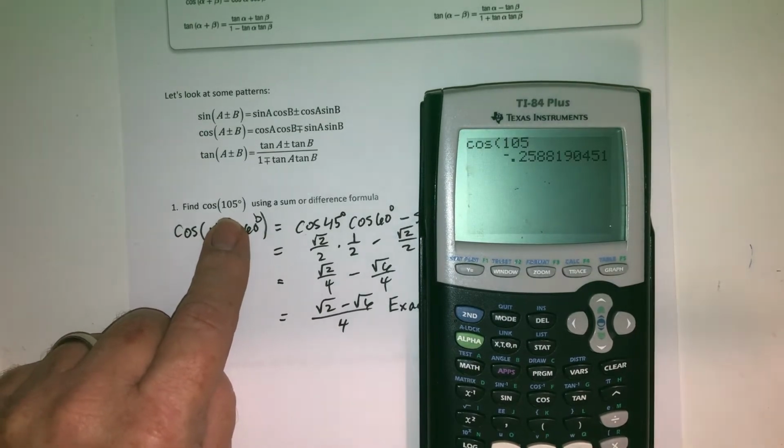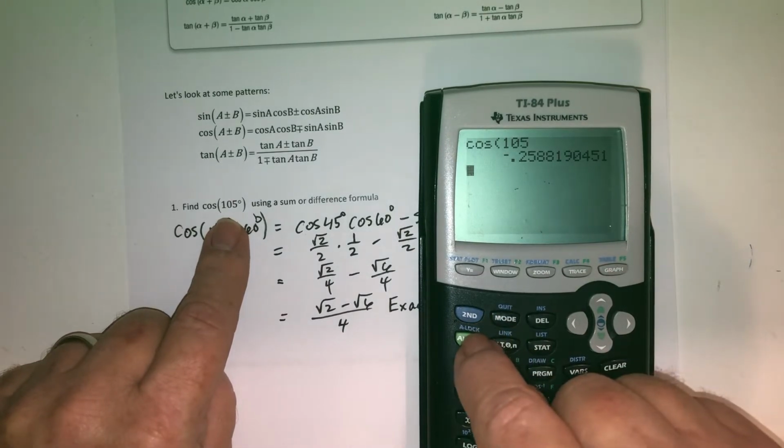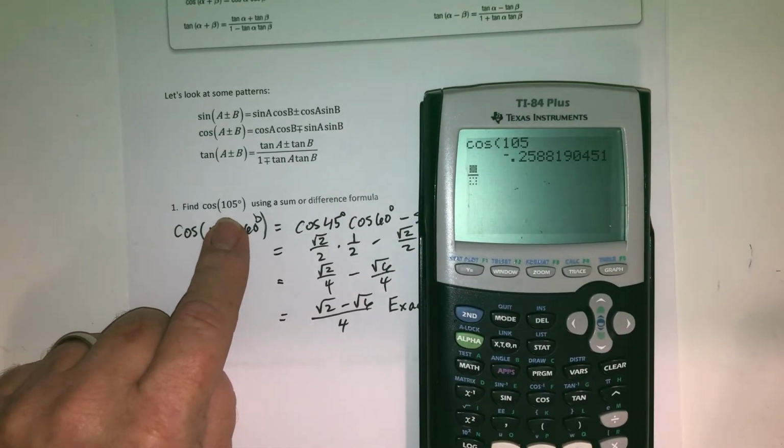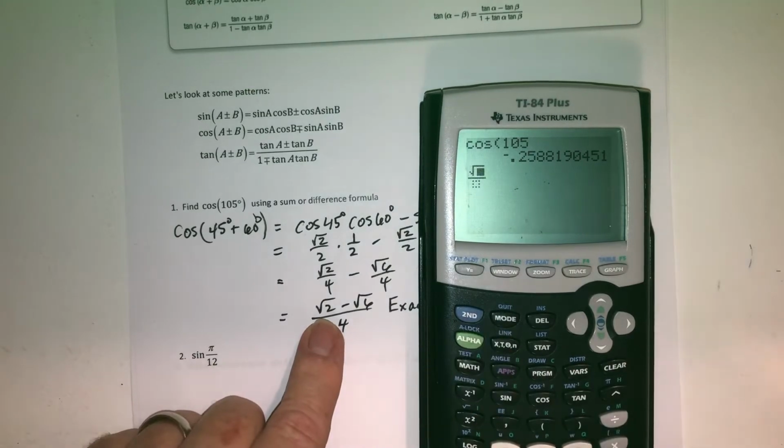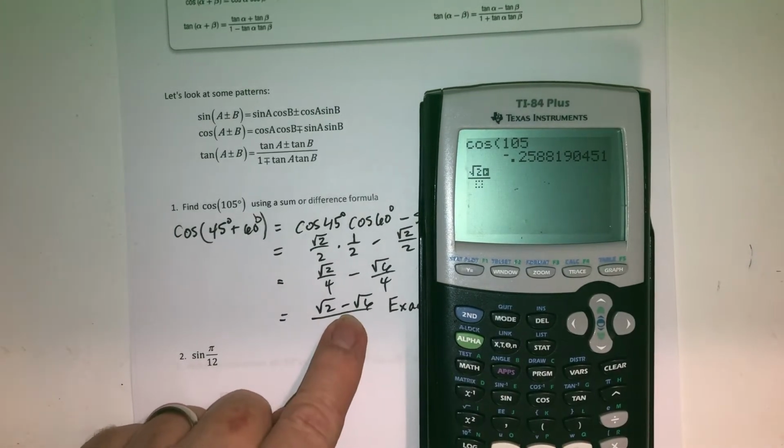There it is. And that is indeed the exact same thing as what we get by entering the fraction. Put in my numerator the square root of 2. Be sure to come out from under that before you decrease that by the square root of 6.